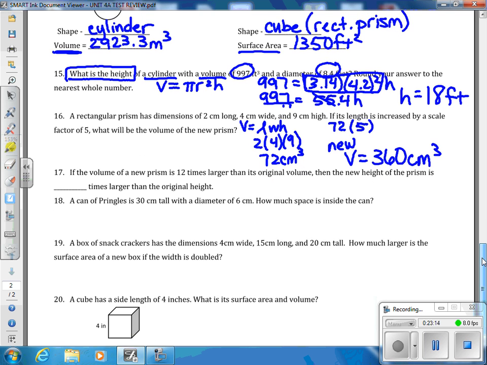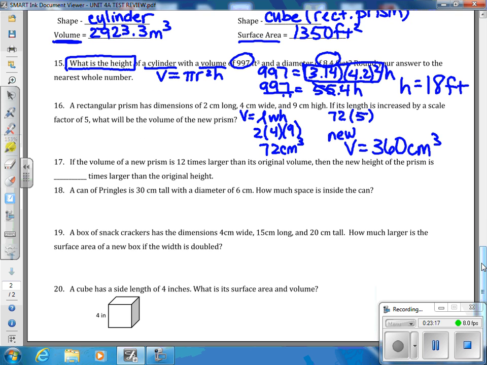Okay. So for number 17, if the volume of a new prism is 12 times larger than its original volume, then the new height of the prism is going to be 12 times larger than the original. Whatever the dimension is that changed, that's also the scale factor that the volume changed by.